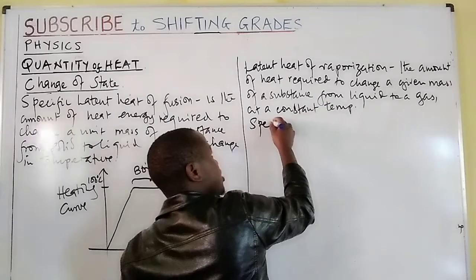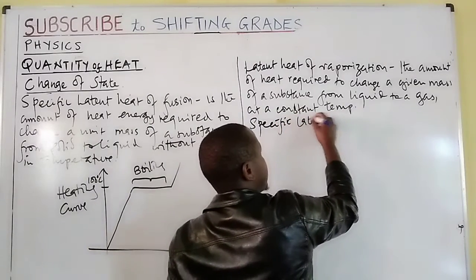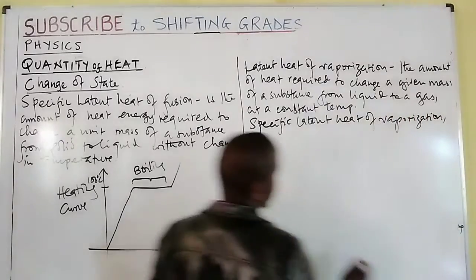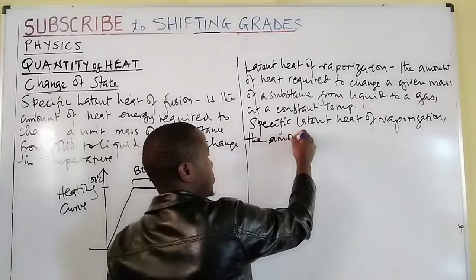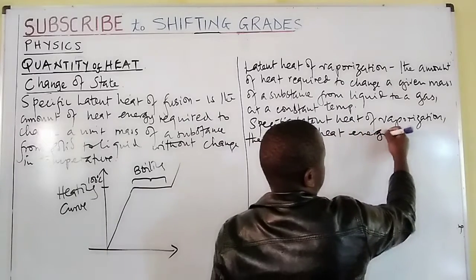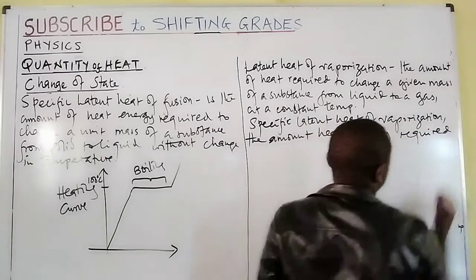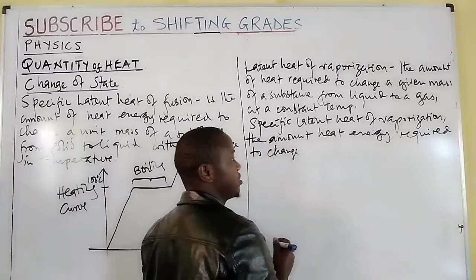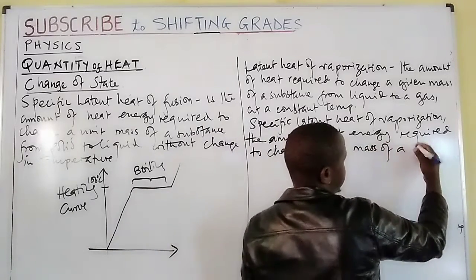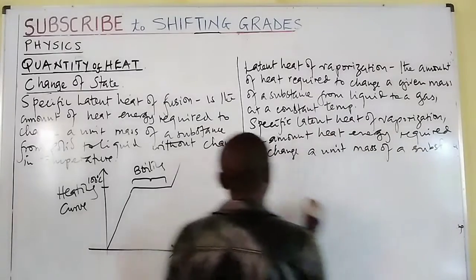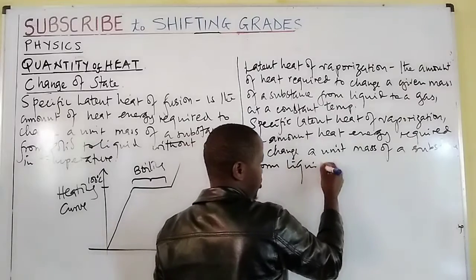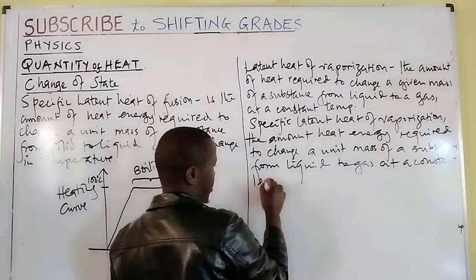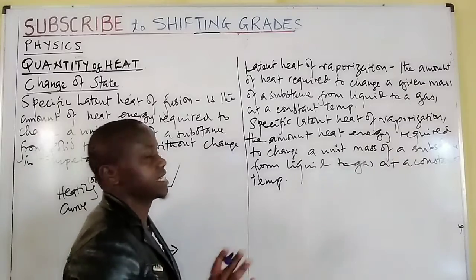Therefore now we have the word specific. Specific latent heat of vaporization, which is the quantity of heat, or the amount of heat energy, required to change a unit mass of a substance from liquid to gas at a constant temperature. Therefore, as the liquid changes to a gas, temperature remains constant.